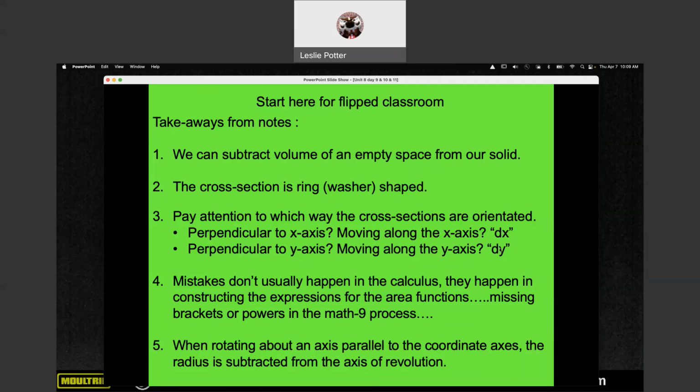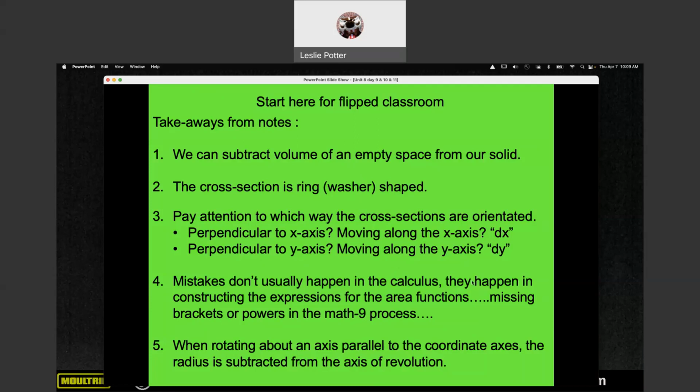Be careful about the dx and the dy with your axes of revolution. Be careful about your radius. Your radius is always measured to that axis of revolution. So if it's off the x and y axes, then it's just an offset of that much. If it's up there at 4, then it's just 4 minus the function instead of the function itself.